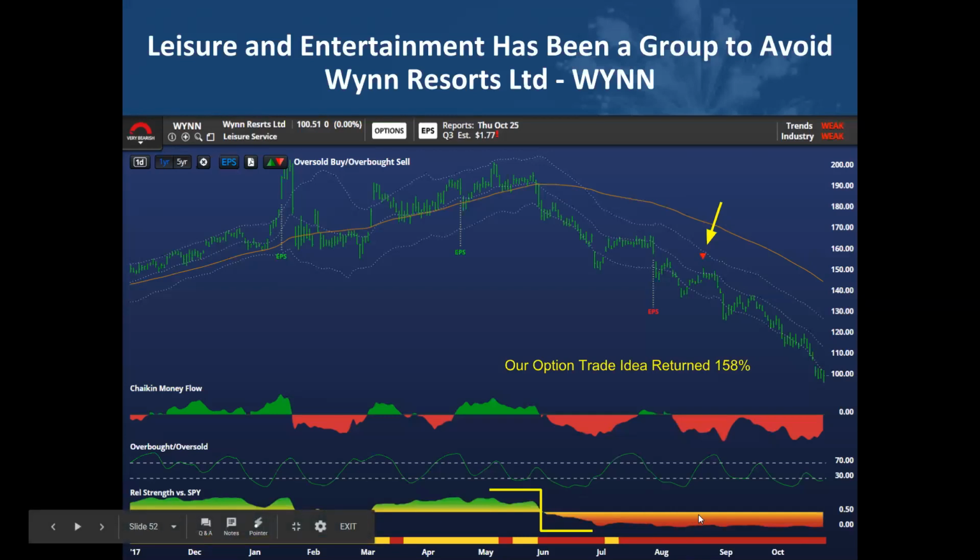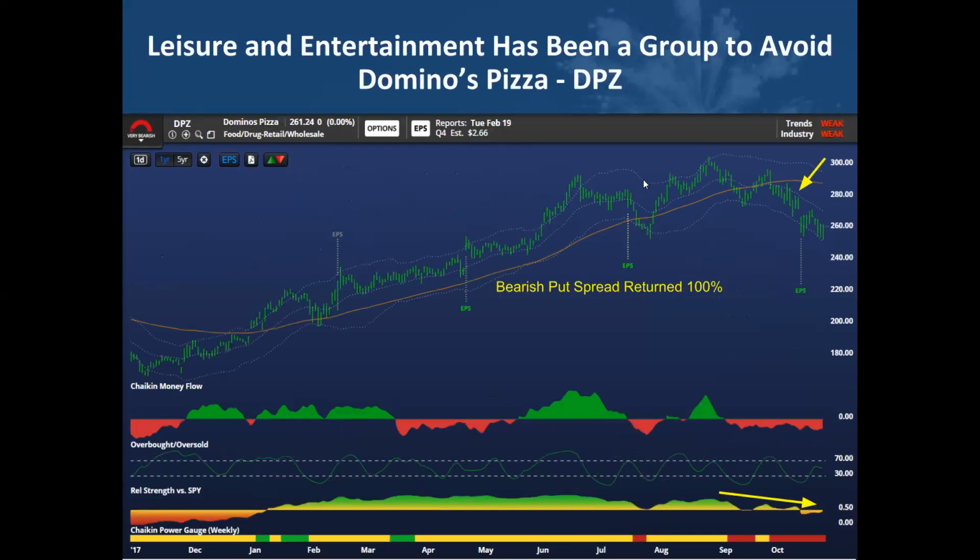Then somewhere in mid-August, as it was continuing to underperform the market, the intensity of money flow became more bearish, but the stock was overbought based on our overbought, oversold indicator. It triggered one of the signals to the sell side, this one being our overbought sell signal, at which point I made it a bearish stock idea and suggested an options trade idea. That was at around $148. Yesterday, the stock was trading under $100, and when we closed our options trade idea, it was for a return of 158%.